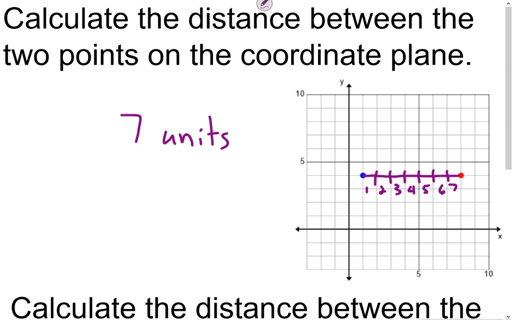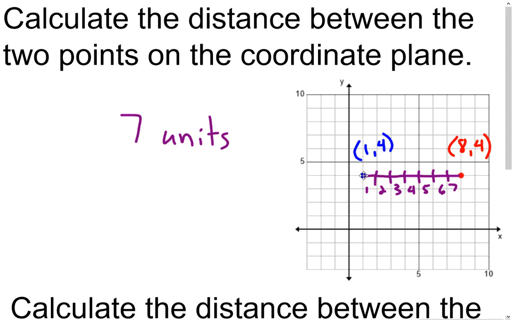But then I also look at it and go, well, what's another way to figure that out other than just counting? Because maybe sometimes they're really far apart. Or maybe those points are at decimal locations, and what can we do to calculate how far apart they are? Well, that's where I look at the coordinates of these 2 points. My first one is at 1, 4, and my second one is at 8, 4.